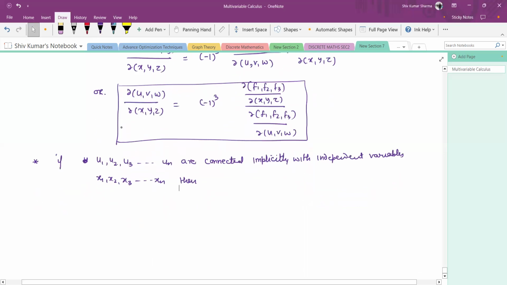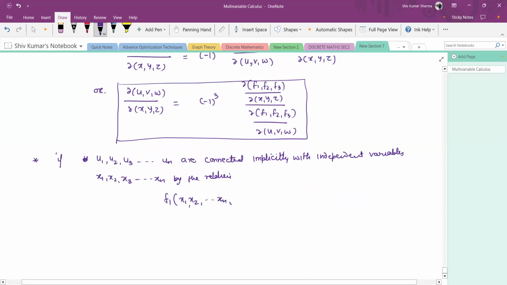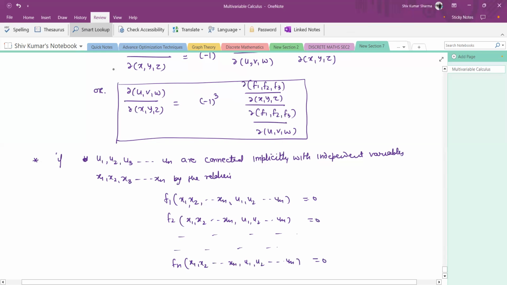So then, by the relation, we first write f1(x1, x2, xn, u1, u2, un) = 0, f2(x1, x2, xn, u1, u2, un) = 0, and we write down the nth, that means fn(x1, x2, xn, u1, u2, un) = 0. So we have n functions here.